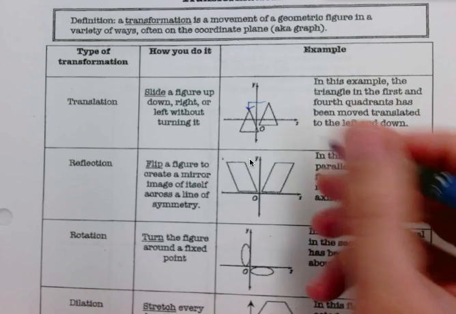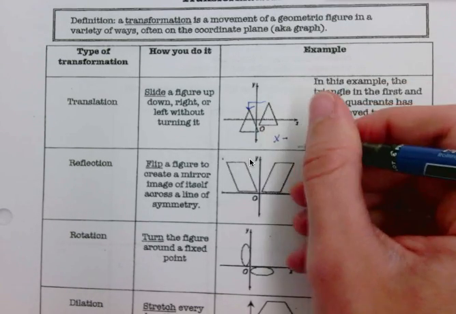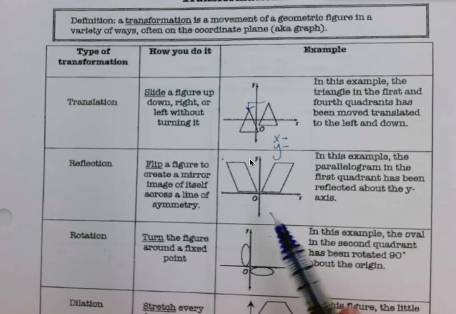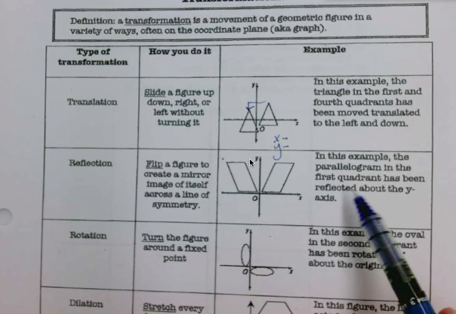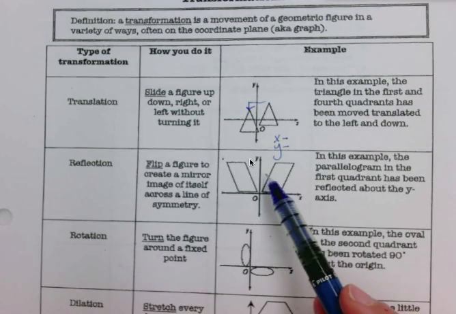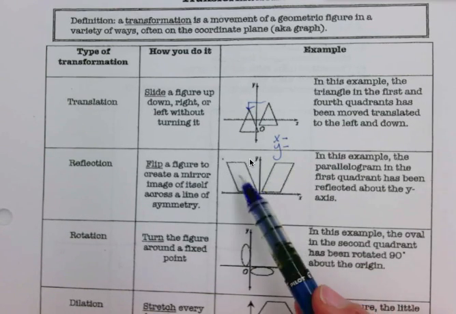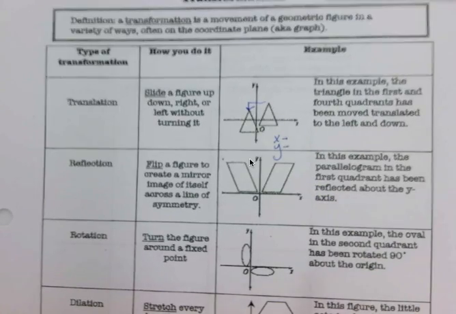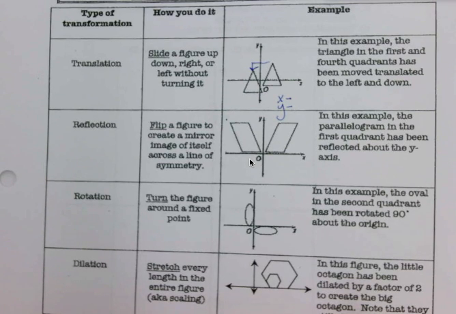And we could describe that as x minus something because it's moving to the left, and y minus something because it's moving down. A reflection is to flip a figure to create a mirror image of itself across a line of symmetry. In this example, the first quadrant parallelogram has been reflected over the y-axis, and it's got this mirror image or symmetry. A rotation is to turn the figure around a fixed point, and that point doesn't have to be attached to the shape.